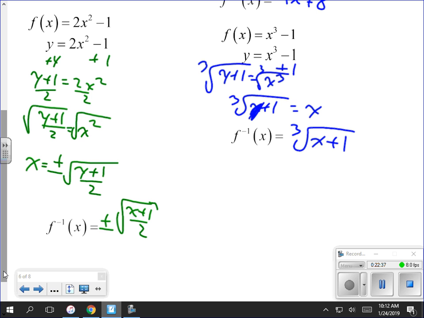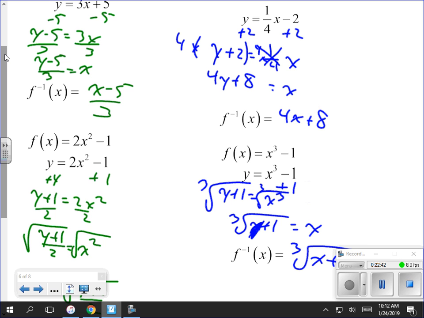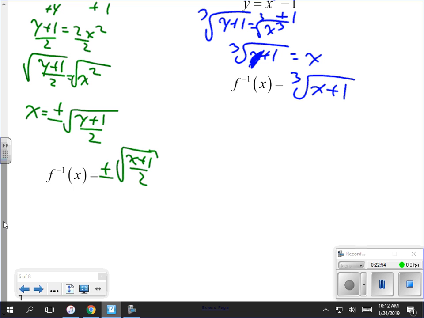Now, there is something about inverses that I want to show you. I'm going to go back to this one here, 3x plus 5 and x minus 5 over 3. These are the first inverse functions we got. When you have an inverse function, the composition of each other will always give you x.